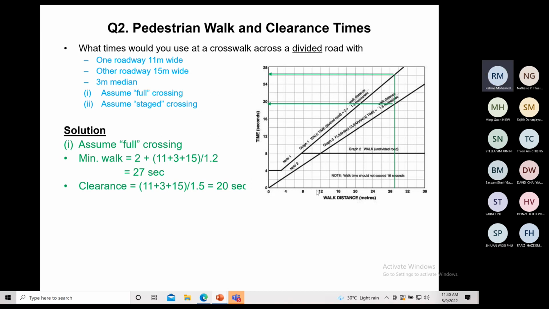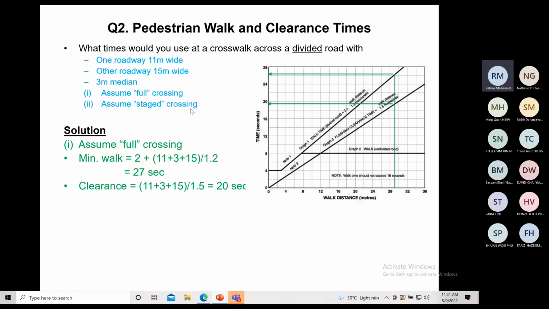So it's 11 somewhere here, and you'll have an 8-second walk time for that 11-meter width. Then you have again your clearance time. You can read your clearance time, or you can just use the formula. You divide the walk distance, in this case 11, by 1.2. Then you are done for that first part.